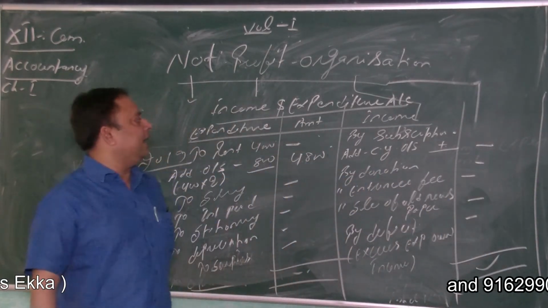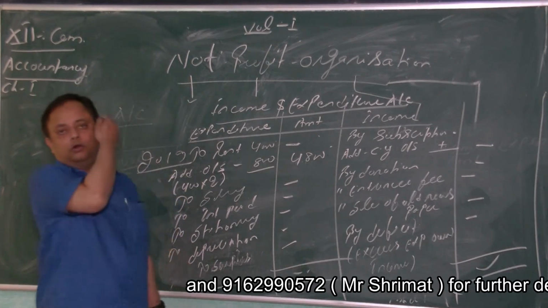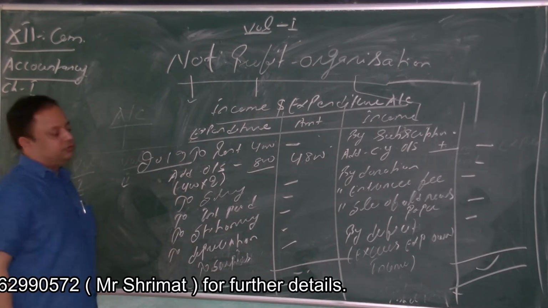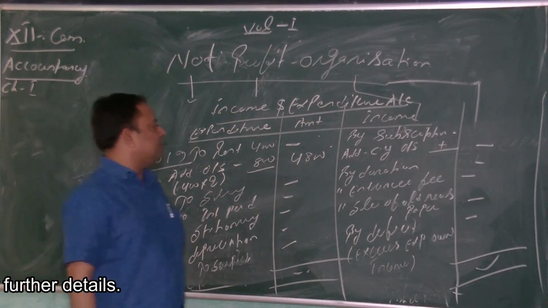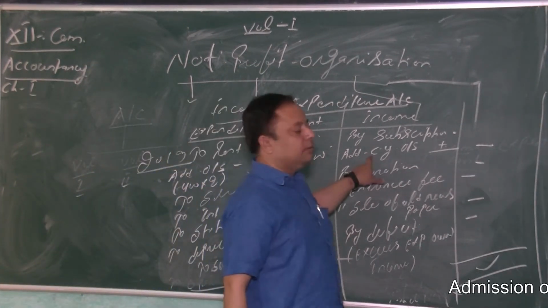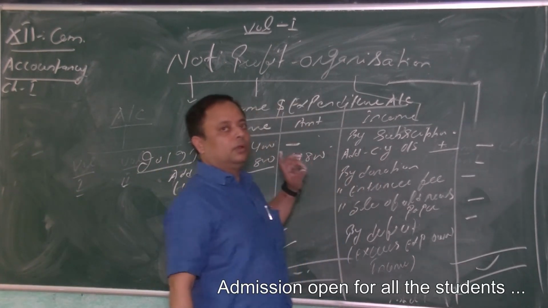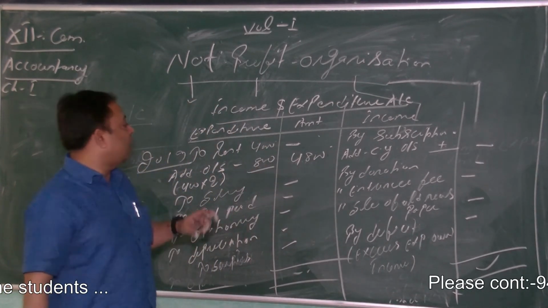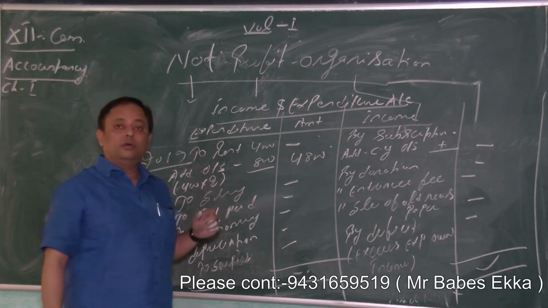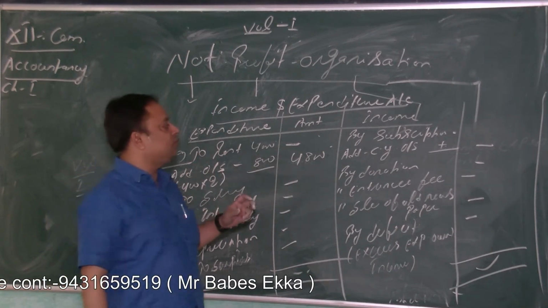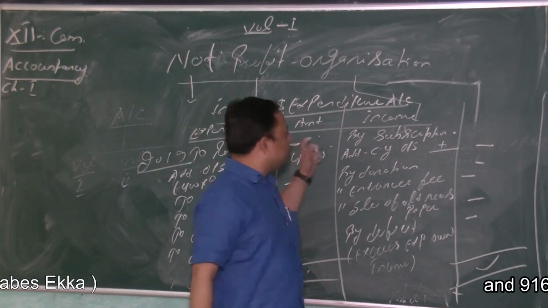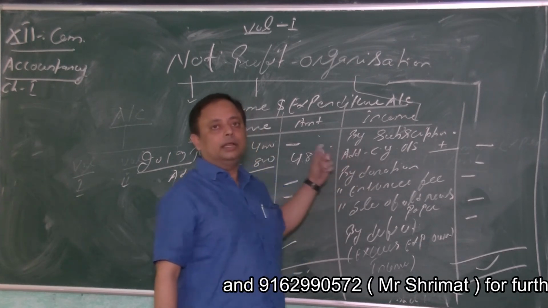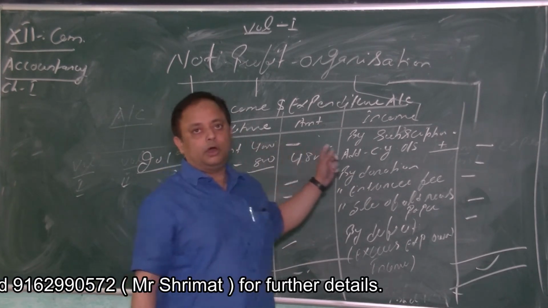Now I have explained the receipt and payment account and the income and expenditure account. In the next class we will explain current year and previous year, how to calculate subscription for the current year, how to calculate rent for the current year. So the next class will be about how to calculate current year income and current year expenditure. Okay, thank you.